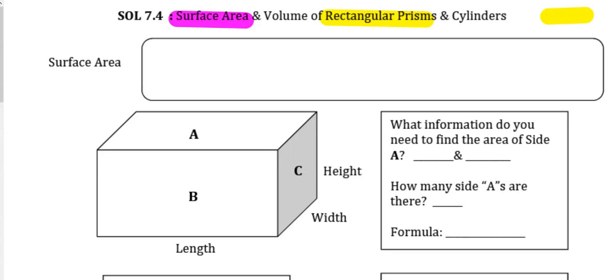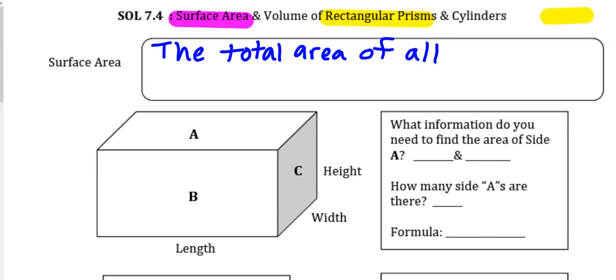So surface area is the total area of all the surfaces, so the outside, of a three-dimensional shape.